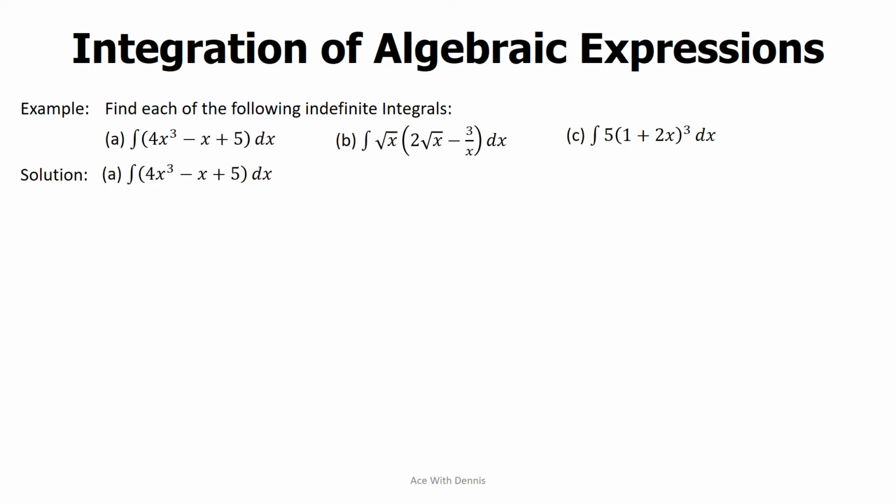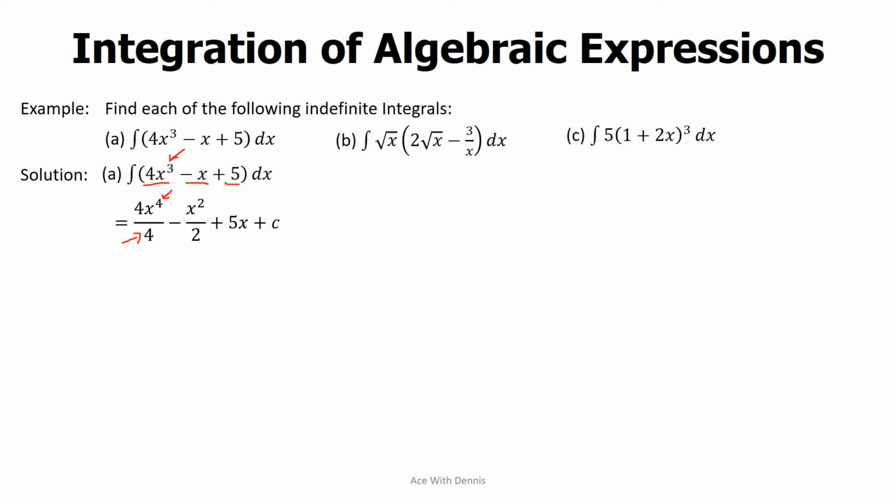For A, integration of 4x cubed minus x plus 5 dx. In this expression, there are three terms, which are 4x cubed, minus x, and plus 5. So when we want to integrate, we can integrate them separately. For the first one, 4x cubed, it becomes 4x to the power 4 over 4. So how do we get this value? Remember, when we do integration, the power needs to plus 1. So 3 plus 1, we get 4. And then divide by power plus 1, which gives us over 4 here.